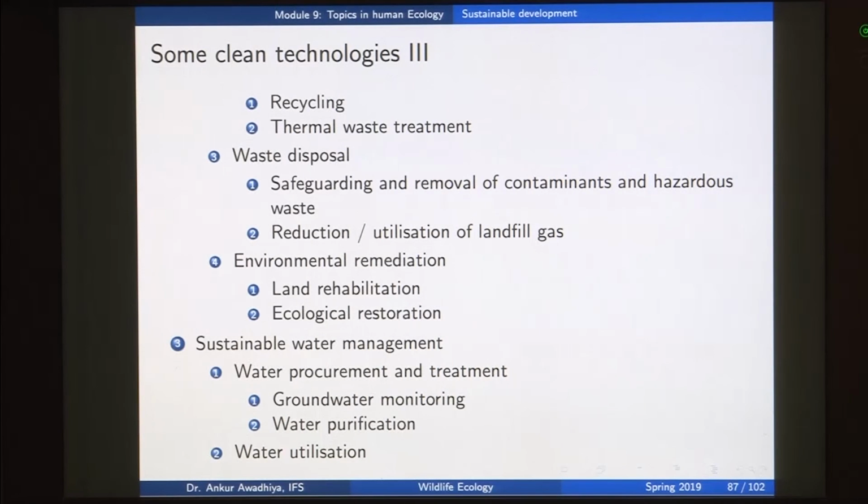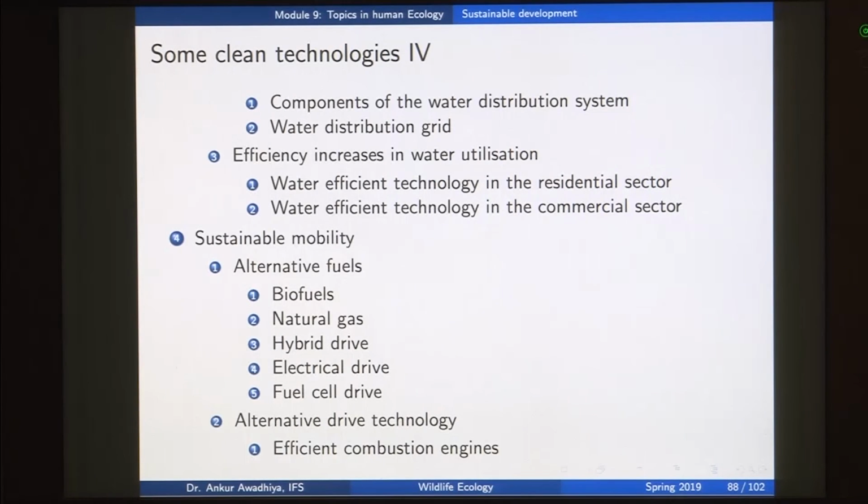Safeguarding and removal of contaminants and hazardous waste. If we can remove the hazardous waste, then the rest of the waste can be disposed of much more easily. Or reduction or utilization of landfill gas, or we talk about environmental remediation, or sustainable water management, water procurement and treatment, water utilization, or efficiency increases in water utilization. How can you ensure that the same amount of water is used for many more purposes?